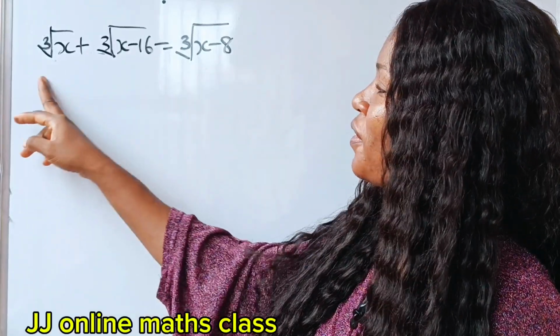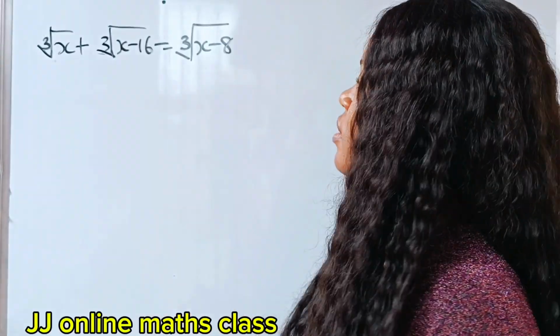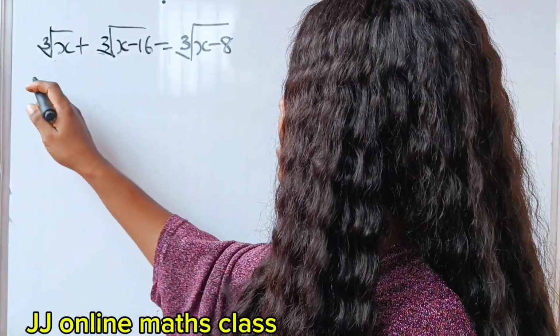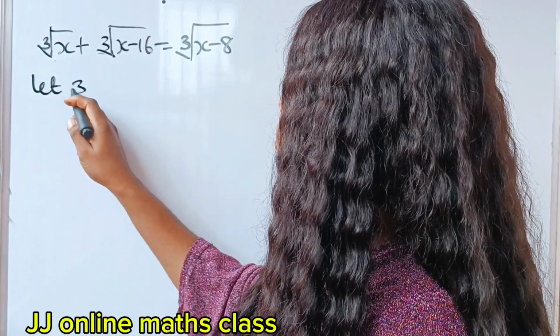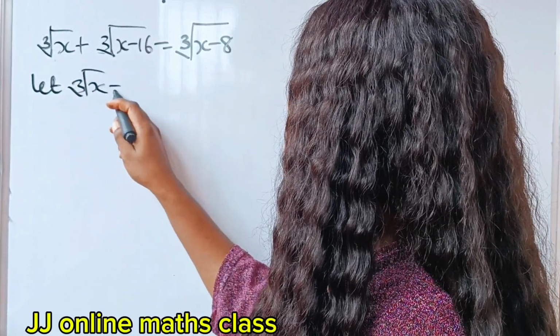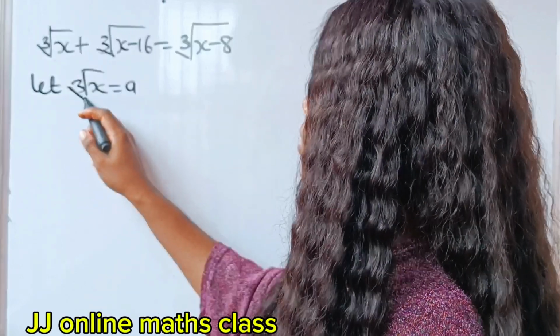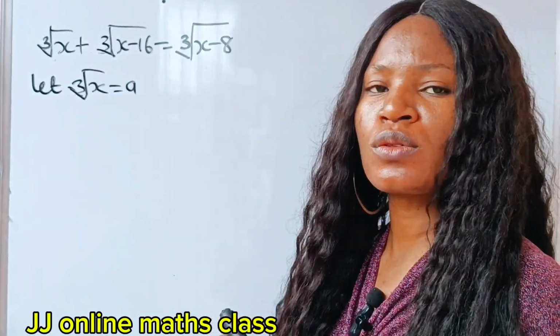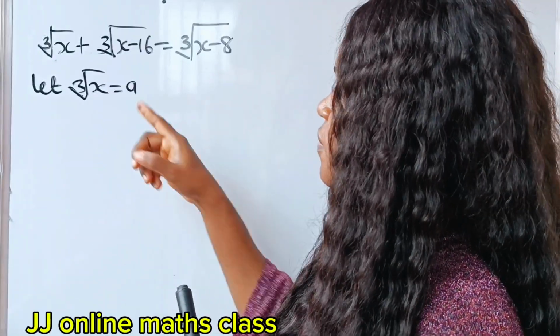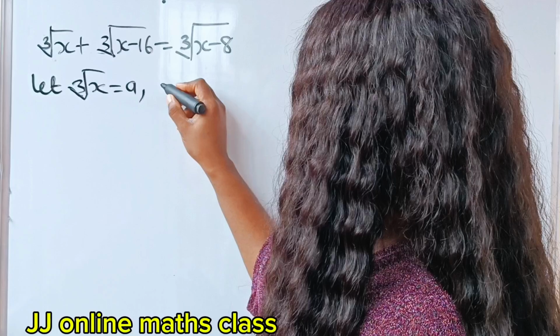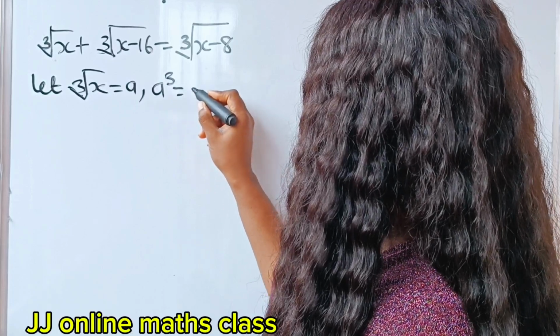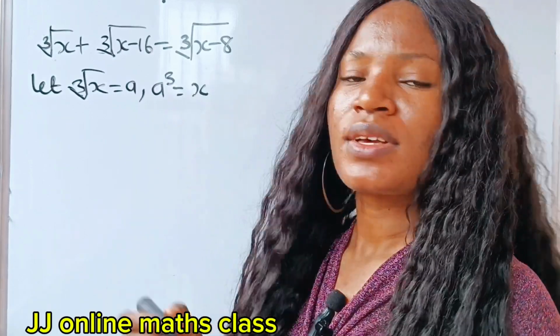Hi, let's solve for the value of x. To simplify this, let the cube root of x be equal to a. Okay, so if we say let the cube root of x be equal to a, if we cube both sides of this equation, that means that a to the power of 3 becomes x, right?